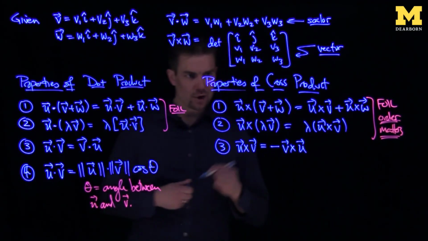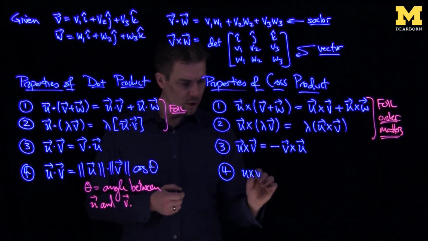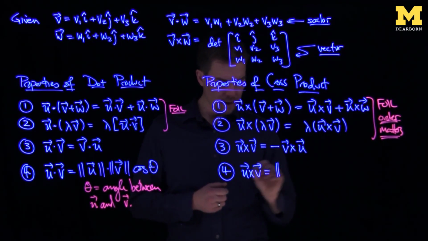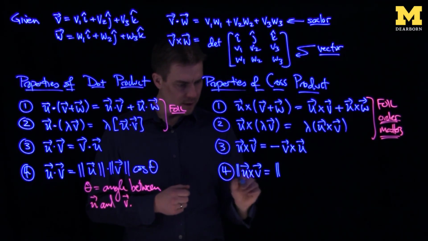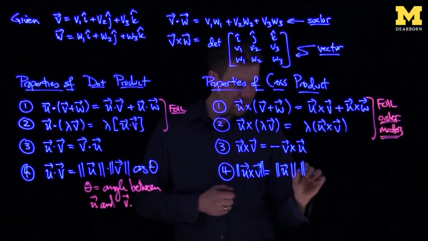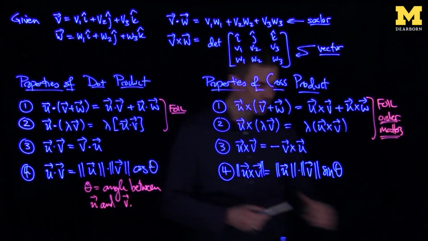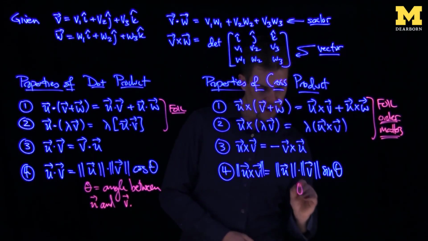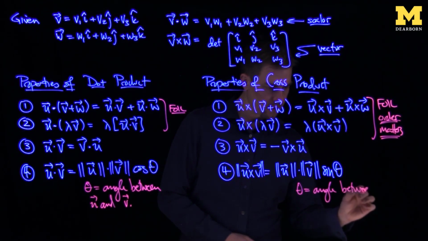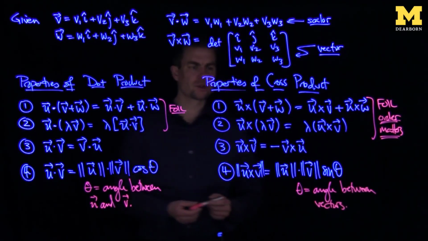We also have an angle relationship for cross products. The magnitude of u cross v is the magnitude of u times the magnitude of v times the sine of theta, and here again theta is the angle between these vectors. And so what should we observe from this?